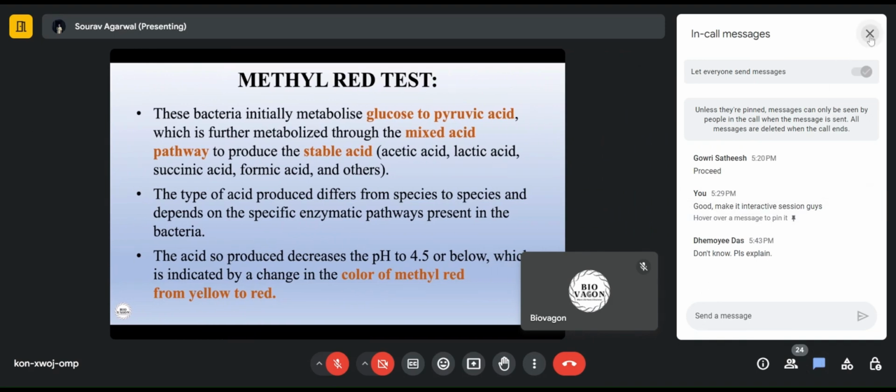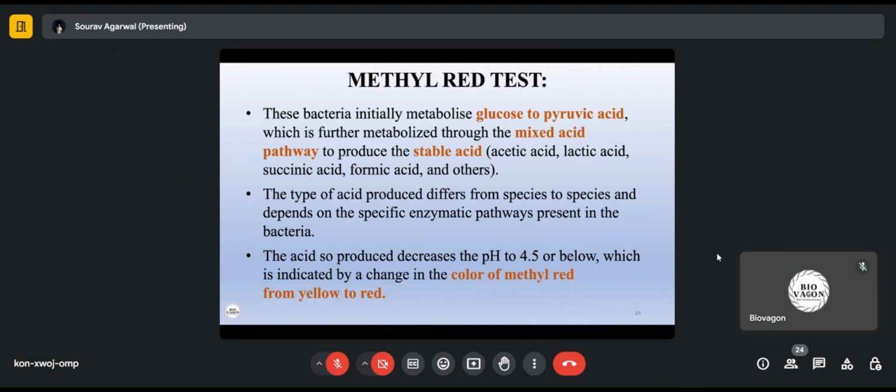Then pyruvic acid can be metabolized into several acids using the mixed acid pathways. There are so many mixed acid pathways through which it can produce acetic acid, lactic acid, succinic acid, formic acid, etc. So when these acids are formed in the media, the pH of the media is drastically reduced. As you know, acids are capable of decreasing the pH. So the pH will go from neutral to around 4.5 or below, which is acidic.